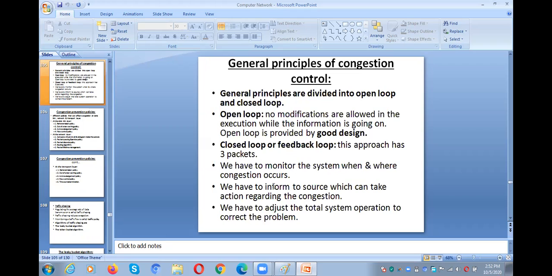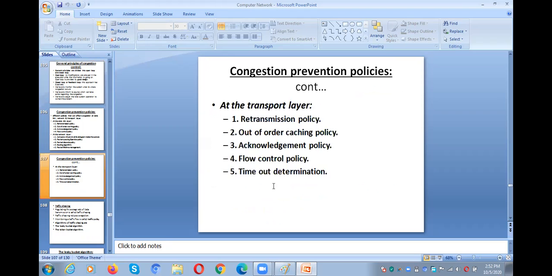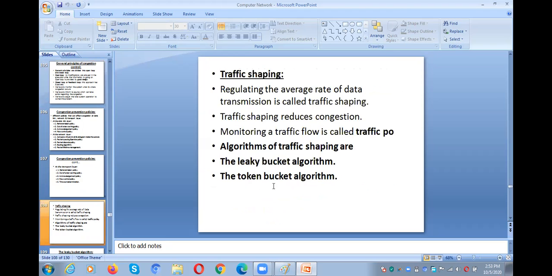Very important question: general principles of congestion control. Under it, you need to write about open loop and closed loop. After that, under congestion prevention policies, you need to write about the policy at the data link layer, network layer, and transport layer. So after that, what is traffic shaping? Traffic shaping is nothing but regulating the average rate of data transmission.